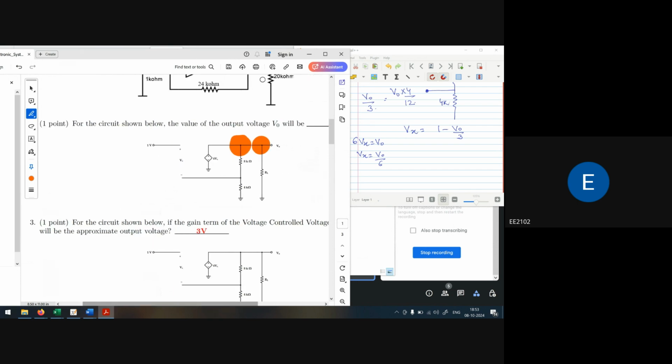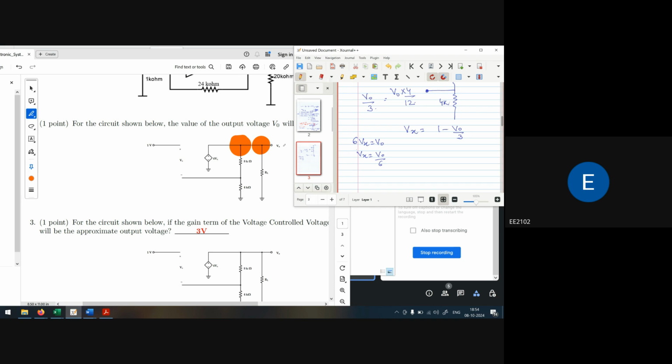Why? Because this voltage and this voltage are the same, it is in parallel. So 6Vx is also equal to V0, because V0 is connected between this point and ground, and this wire is short. So the voltage at this point and ground, and the voltage at this point and ground, is the same. So I can say 6Vx is equal to V0, that means Vx is V0 by 6.